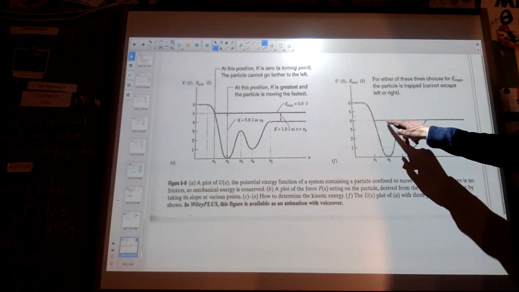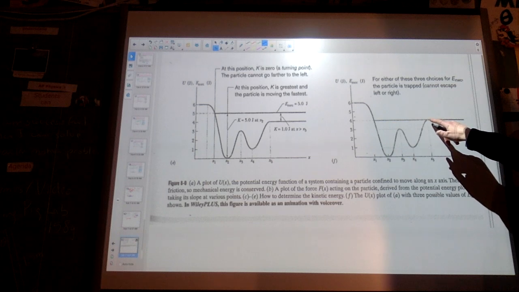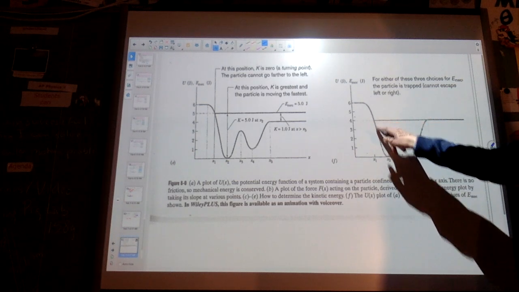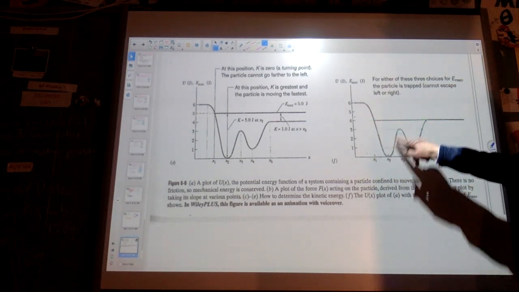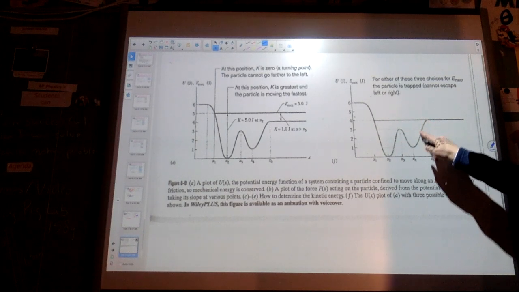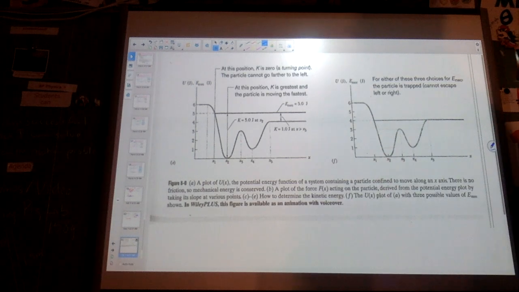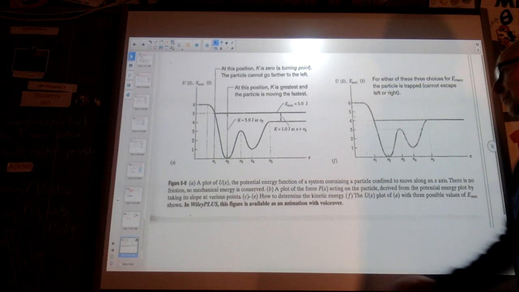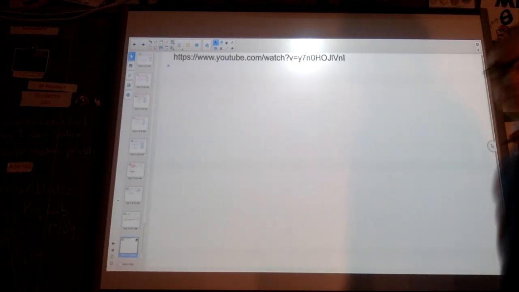And then if we lower down the total energy to 4, our particle would be trapped in between these two things, because once it gets to the end, it's going to have 0 kinetic energy and it's going to switch directions back to the other. All right.